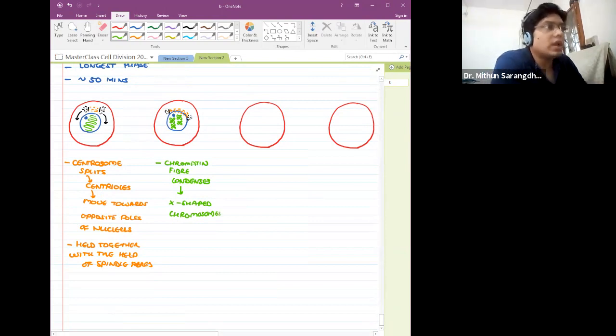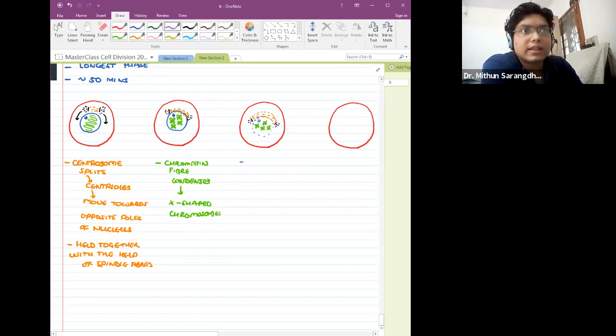Okay, so now we are going to have X-shaped chromosomes. This is what is going to happen in the next case. Slowly, you are going to see that the nuclear membrane starts disappearing, meaning it starts going away slowly. And now the nucleolus, which is over here, even that nucleolus is going to start disappearing slowly. Here the centrioles are still going to reach the opposite poles, and they are still held together with the help of spindle fibers. But now suddenly the nuclear membrane and the nucleolus start disappearing. The X-shaped chromosomes are also over here.